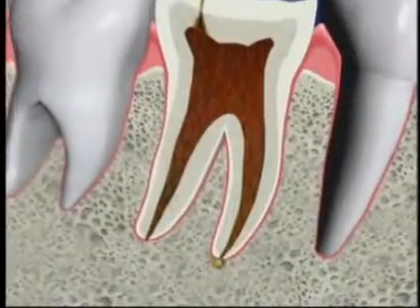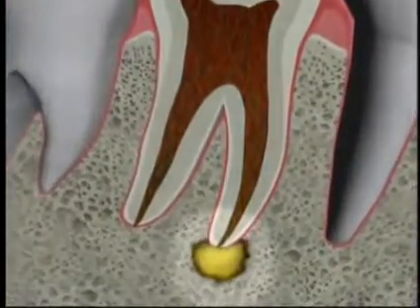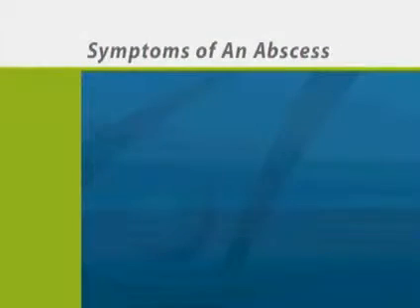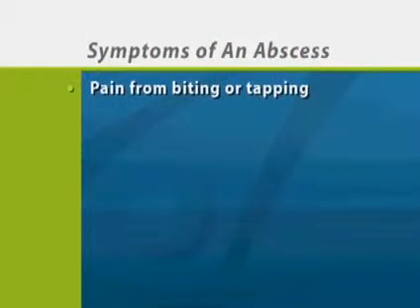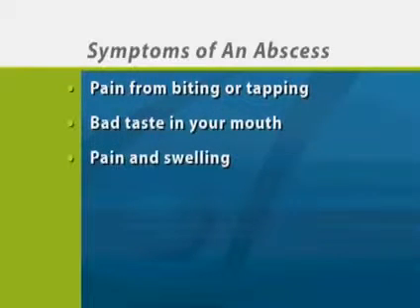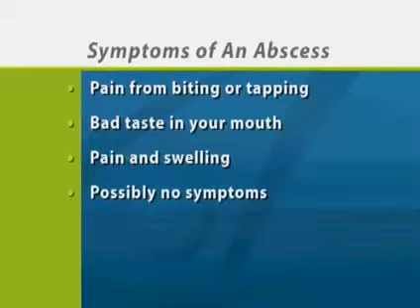An endodontic abscess is a pocket of pus that forms in the jawbone at the tip of a tooth root. You may realize you have an abscess because the tooth hurts when you tap or bite on it, you have a bad taste in your mouth, or you experience pain and swelling. On the other hand, you may be unaware of an abscess because you have none of these symptoms at all.